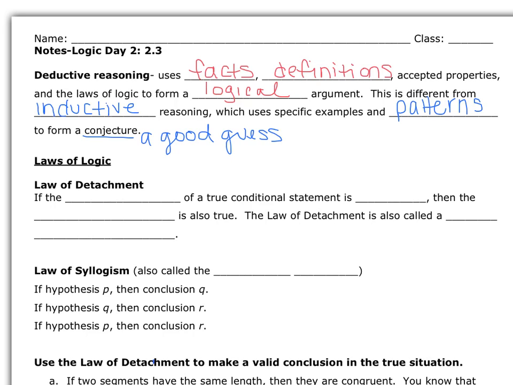There are some types of deductive reasoning. The first one is the law of detachment. Basically, if the hypothesis of a true conditional statement is true, then the conclusion is also true. The law of detachment is also called a direct argument.